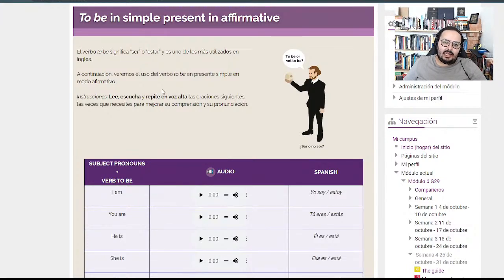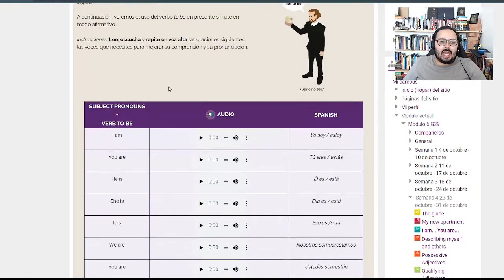Okay, I am sad. Our age, I am 30 years old. Our nationality, I am Mexican. Our city of residence, I am from, or I live, I am in Monterrey, Nuevo León. And, well, for each personal pronoun there corresponds a conjugation, a very specific conjugation of the verb to be.